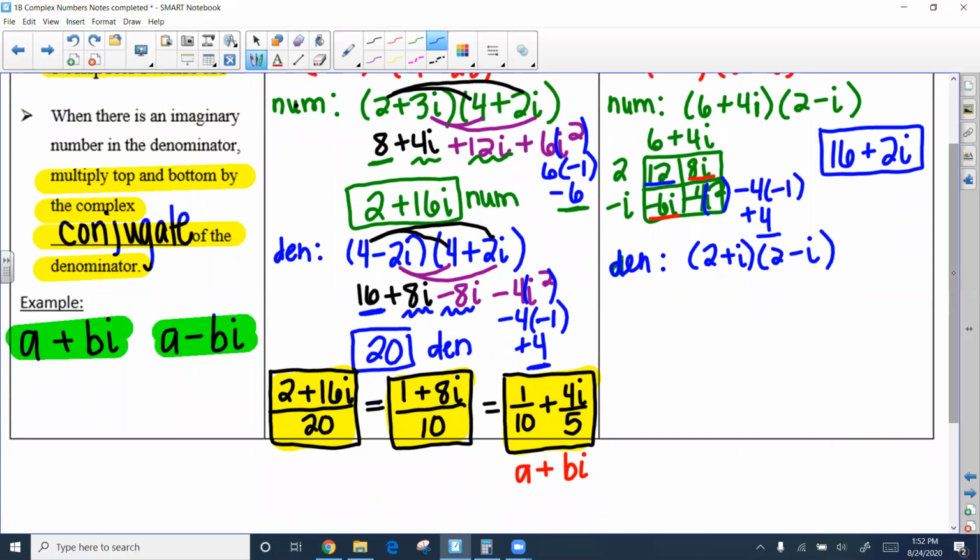And for this example, I'll show you what it looks like with box method. So 2 plus i times 2 minus i. And that's going to give me 4 plus 2i. This box will be minus 2i. And then this bottom corner, -i times i, would be -i squared.